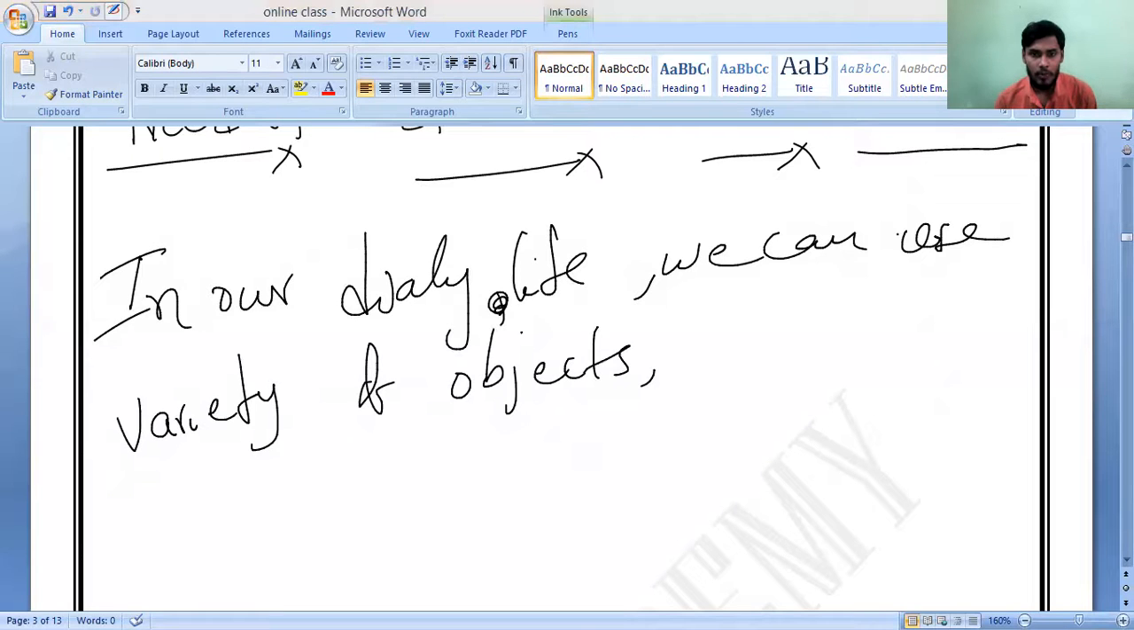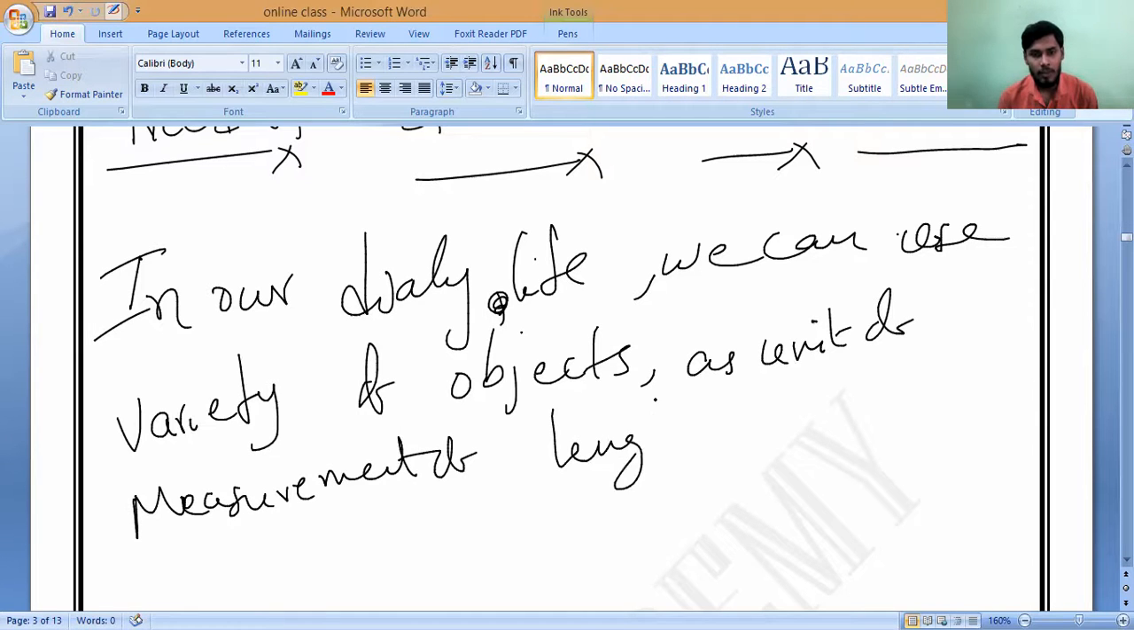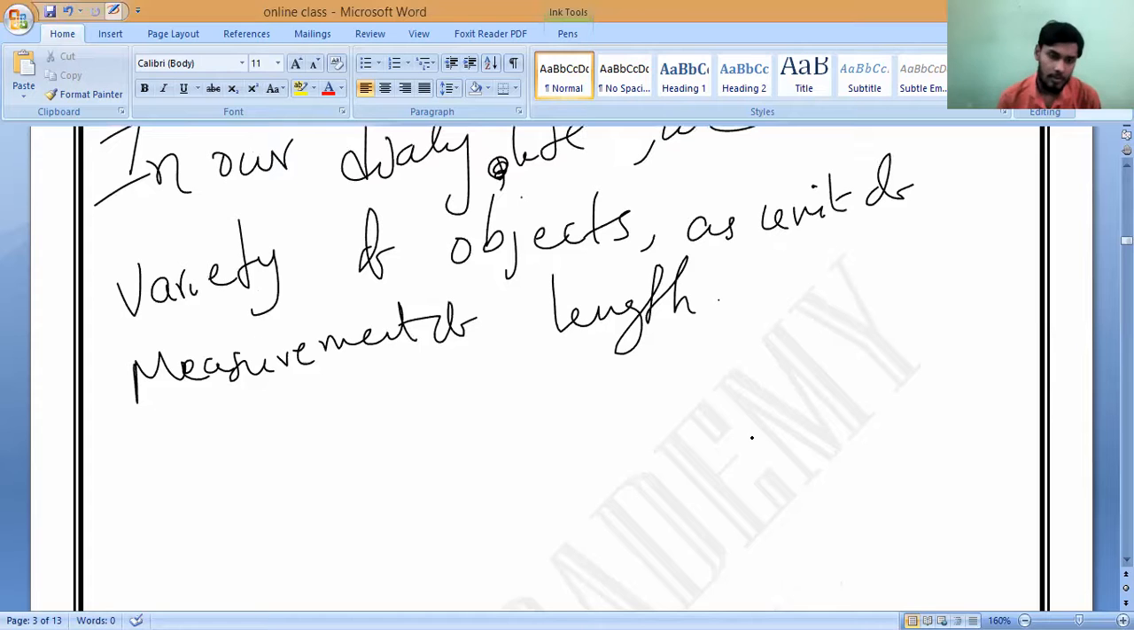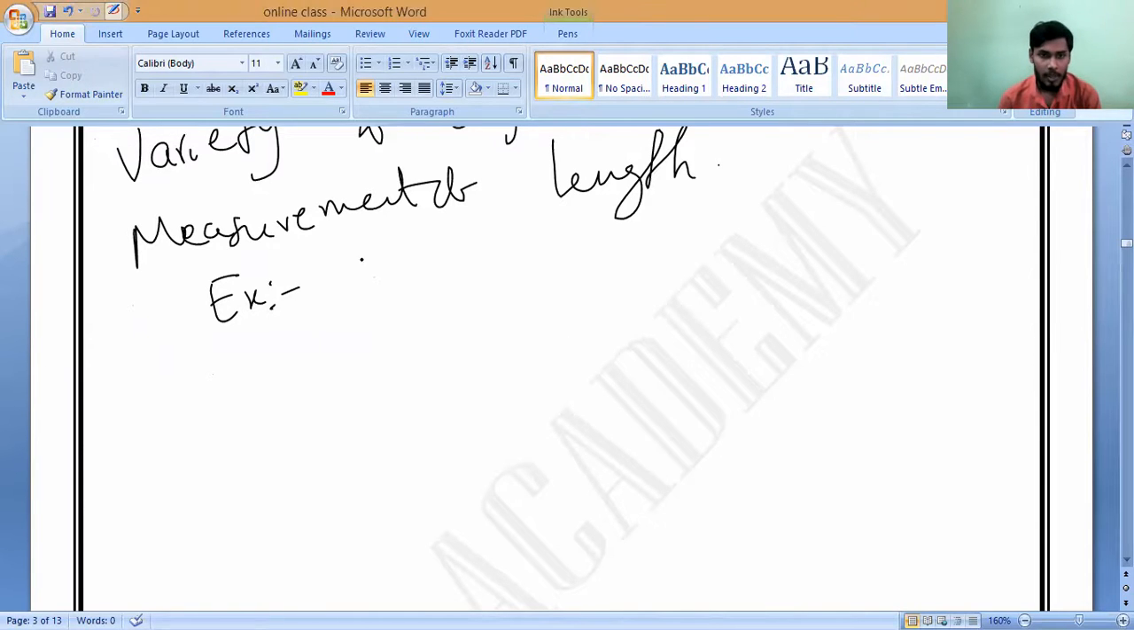For what purpose? Variety of objects as units of measurement of length. So what is that? Can you say examples? Just now I have taught you so many, correct? Examples: we can measure length in ancient times and olden days. How? By using hand span and cubit. Hand span. Next one, cubit.